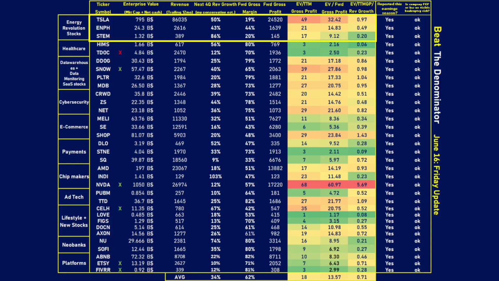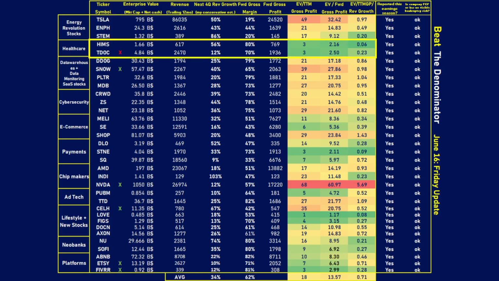All right, let me move on to my healthcare stocks. I have to speed up here because I have a lot of stocks. My healthcare stocks, we have HIMSS and we have Teladoc. I've sold out of Teladoc.